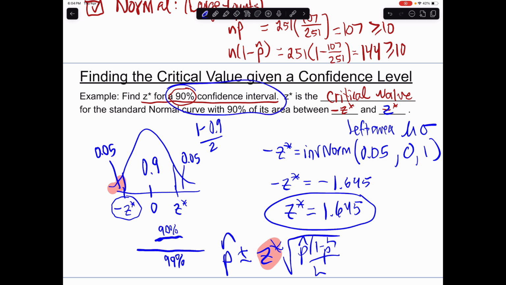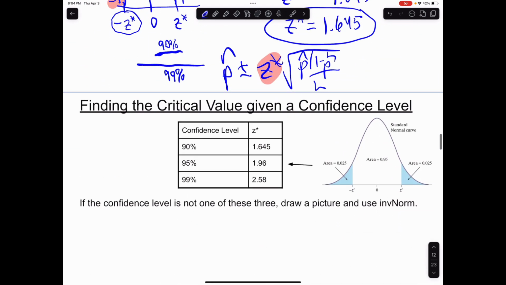On the AP exam and just in real life, we normally use these 3 confidence levels. Very rarely do we see something other than them. So therefore, it could be to your advantage to have these memorized.